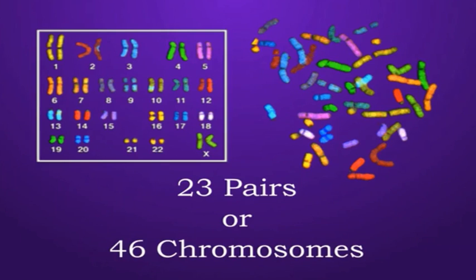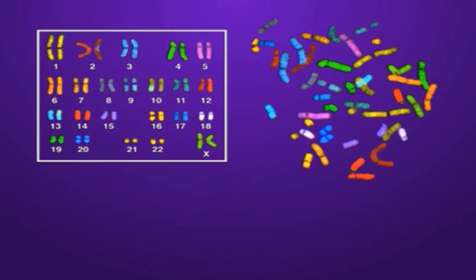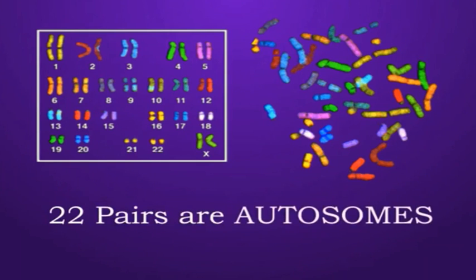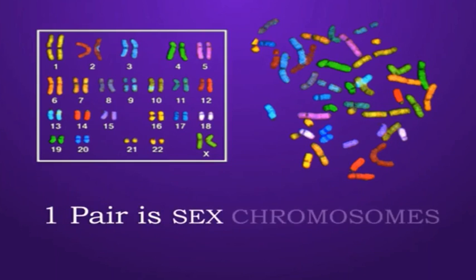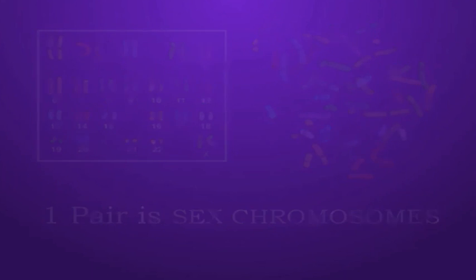Out of this, 22 pairs or 44 chromosomes are autosomes. So the first 22 pairs of chromosomes are known as autosomes and one pair is called sex chromosome. The last pair, the 23rd pair, is called sex chromosome. These sex chromosomes carry instructions for sex determination. Okay, but how? That we have to see.